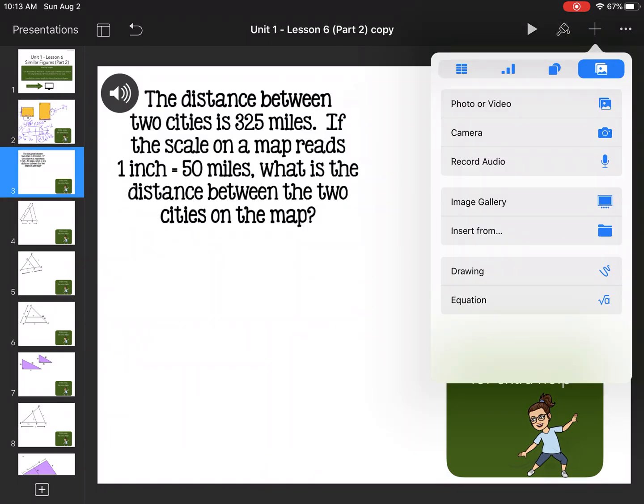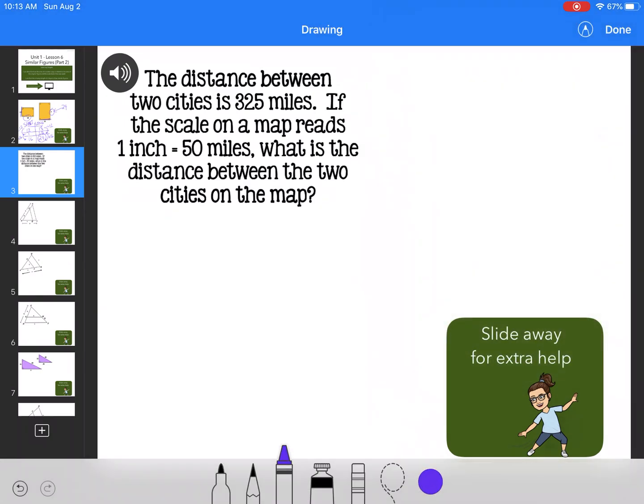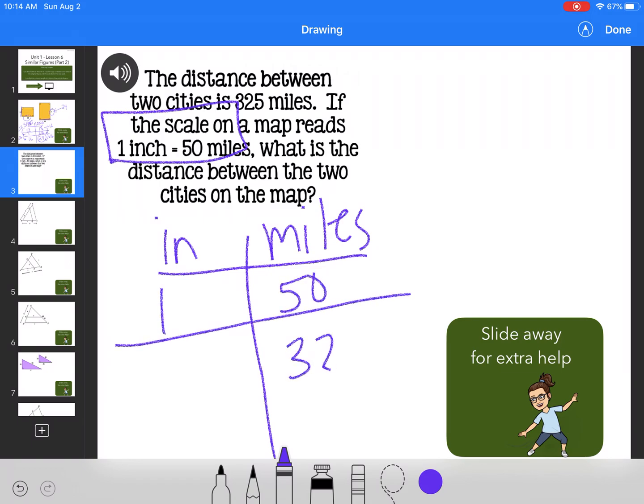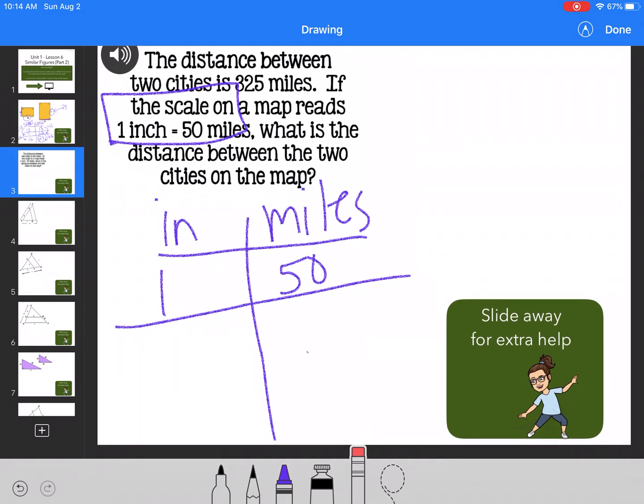Okay, same thing again. The distance between two cities is 325 miles. If the scale on the map reads 1 inch equals 50 miles, what is the distance? So I have inches and I have miles. I know that my scale is 1 inch equals 50 miles. I want to get 325 miles. Well, I think I should probably get to 1 mile and figure out what that's going to be first.